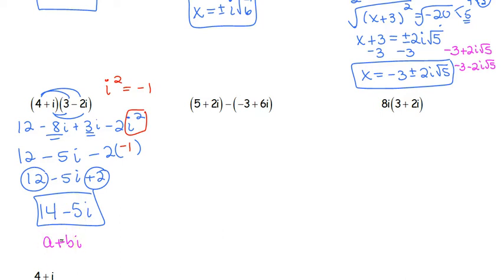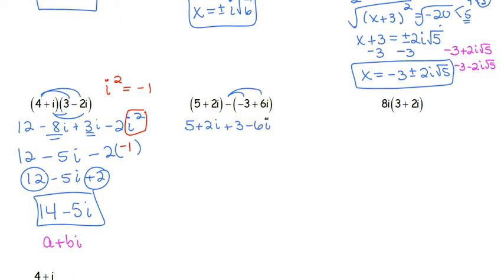In the next piece, you want to make sure that you're paying very close attention to what operation you're performing. In the last one, there was no symbol between the parentheses, so I was multiplying. Here, I'm not multiplying, I am subtracting. So I've got to distribute that negative. So 5 plus 2i, nothing's changing there, minus a negative 3 is a positive 3 minus 6i.